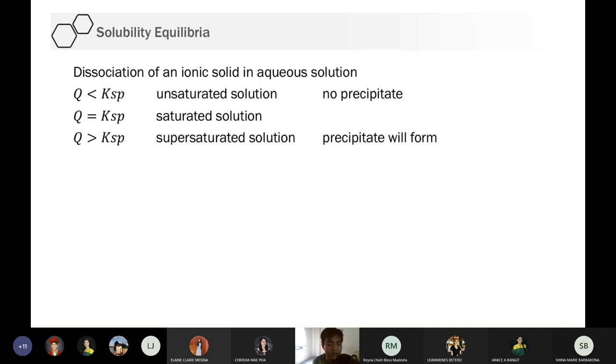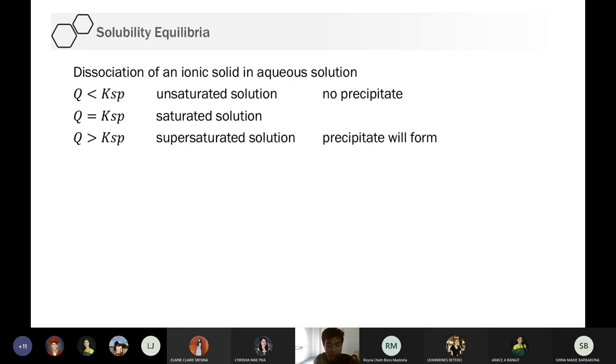So, kailan natin malalaman if the threshold was achieved? You just have to compare the reaction quotient with the Ksp, okay? So the reaction quotient is the amounts of your ions initially and then compare it to the Ksp natin. Okay? So if your Q is less than the Ksp, that means you have not reached the saturation point. Ibig sabihin, unsaturated ka and no precipitate will form. If Q is equal to Ksp, you are on the saturated solution part. However, wala pang precipitate na mabubuo. They are just in equilibrium pa.